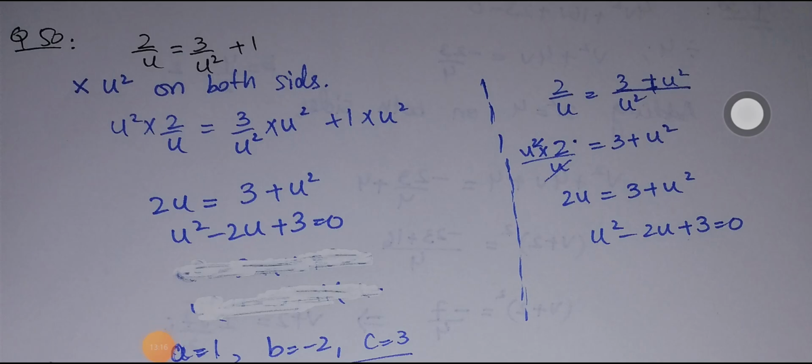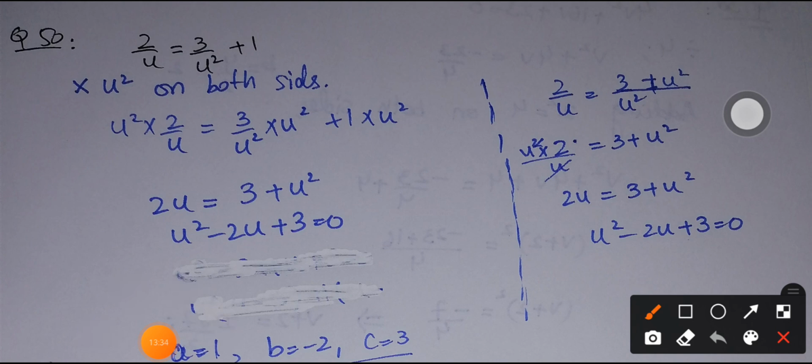Next we have question number 50: 2 by u is equal to 3 by u square plus 1. Now we are going to multiply u square on both sides of the equation because the maximum power in the denominator is 2. So I'm going to multiply it with u square. Here you can see that we will be left with the equation 2u is equal to 3 plus u square, or u square minus 2u plus 3 is equal to 0.